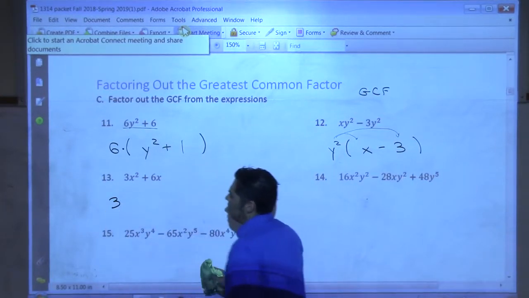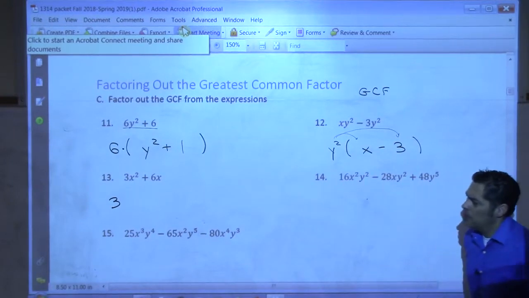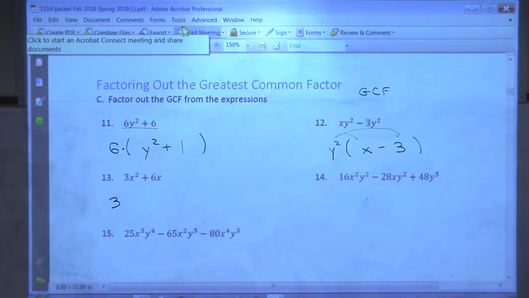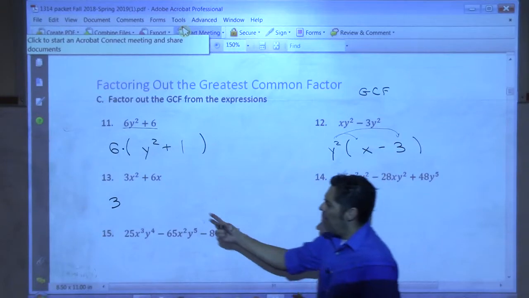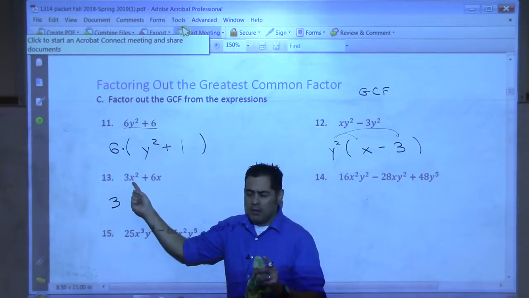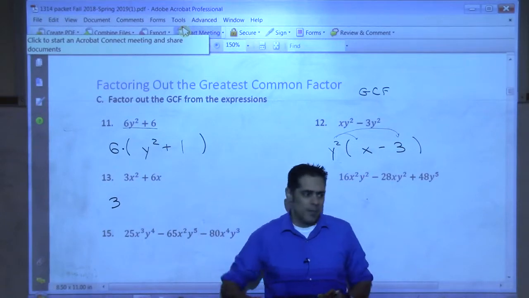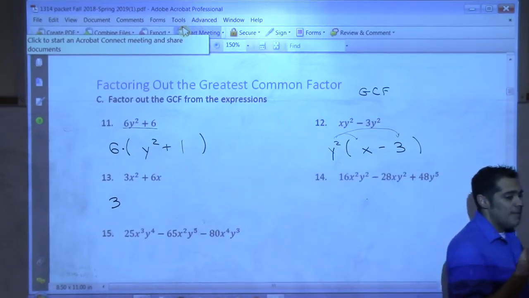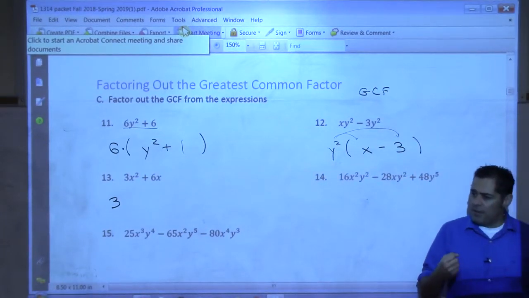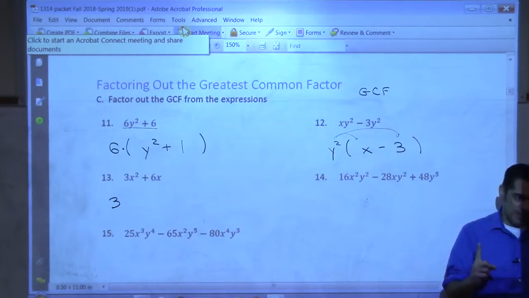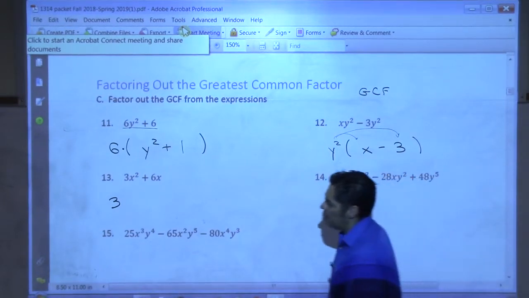And then, Anna, how about the variables? Just one factor of x, okay? Because this one has x squared. That means there's 2, it's like x times x. This one has just 1x. So you can only pull out what they have in common. And what they have in common is just 1x. Does that make sense? So we put x out here.